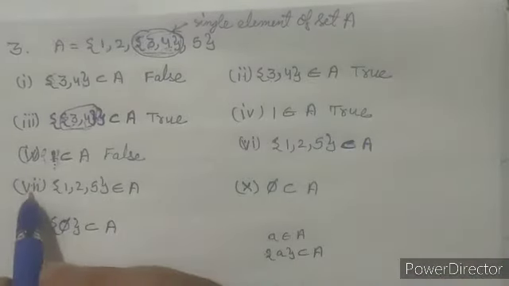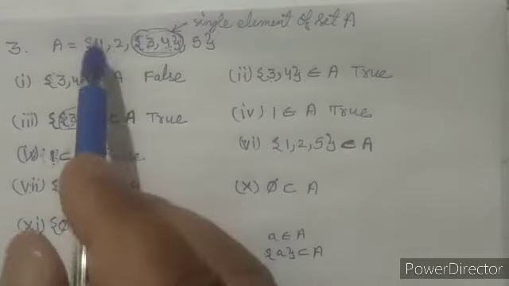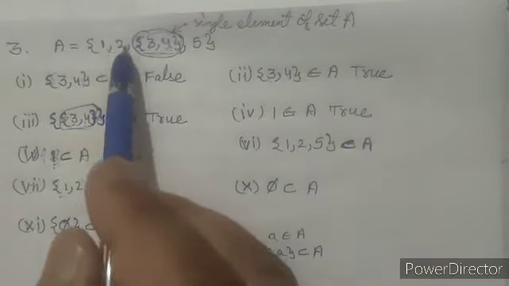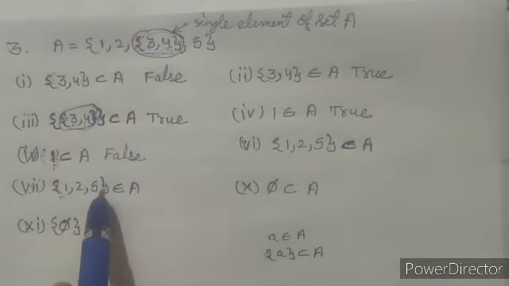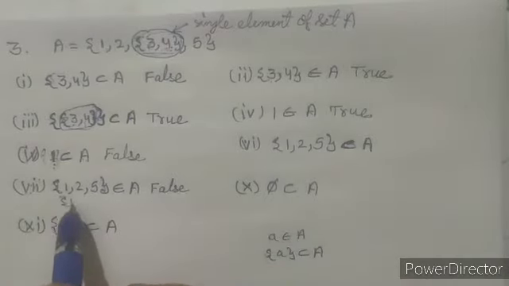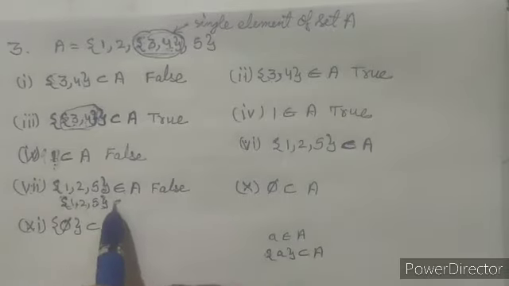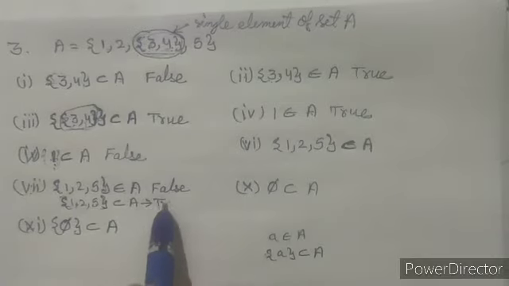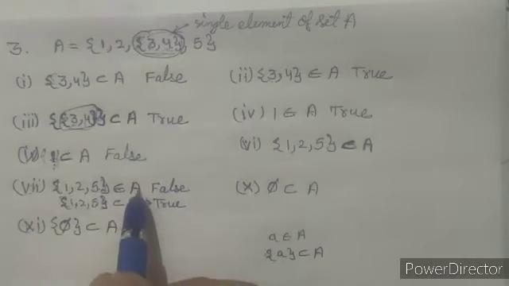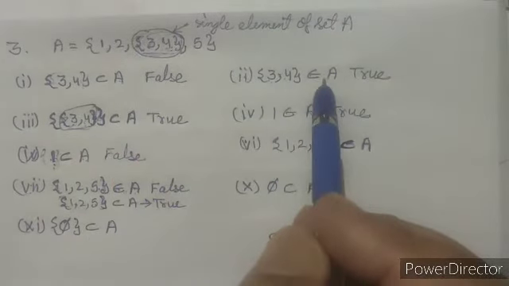Now in the seventh part, 1, 2, 5 belong to A. Now 1, 2 and 5 are elements of set A. So if you put elements of set A inside braces, then those will be subsets of A. So this will be false. Now these 1, 2, 5 are elements of A, and if you put them inside braces, then these will be subsets of A. This will be true. But {1, 2, 5} inside braces doesn't belong to A. These are subsets of A, whereas this {3, 4} inside braces belongs to A.